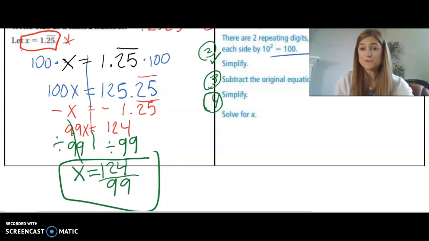If you feel like changing it into an improper fraction or a mixed number, then go for it. But I believe Big Ideas will accept it this way.